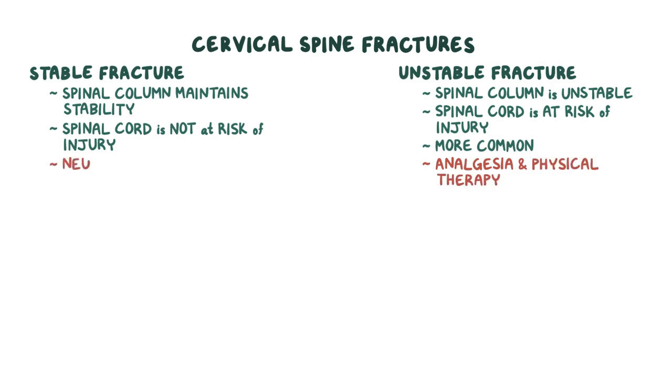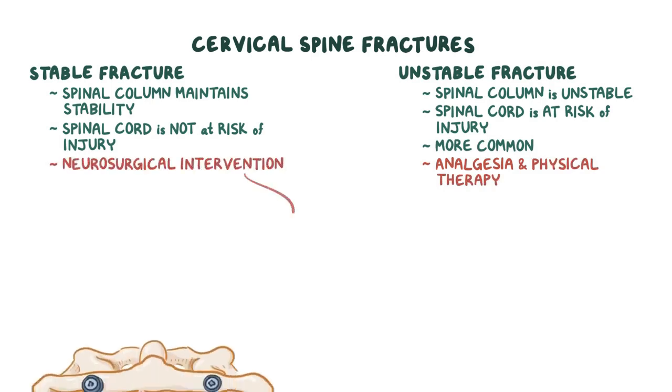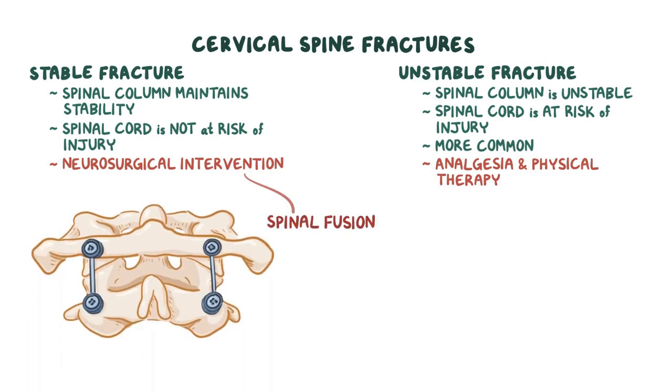Unstable fractures require neurosurgical intervention, with procedures like spinal fusion, which entails fusing one or more vertebral bodies using plates, rods, or screws, with the goal of artificially regaining the lost spinal stability.